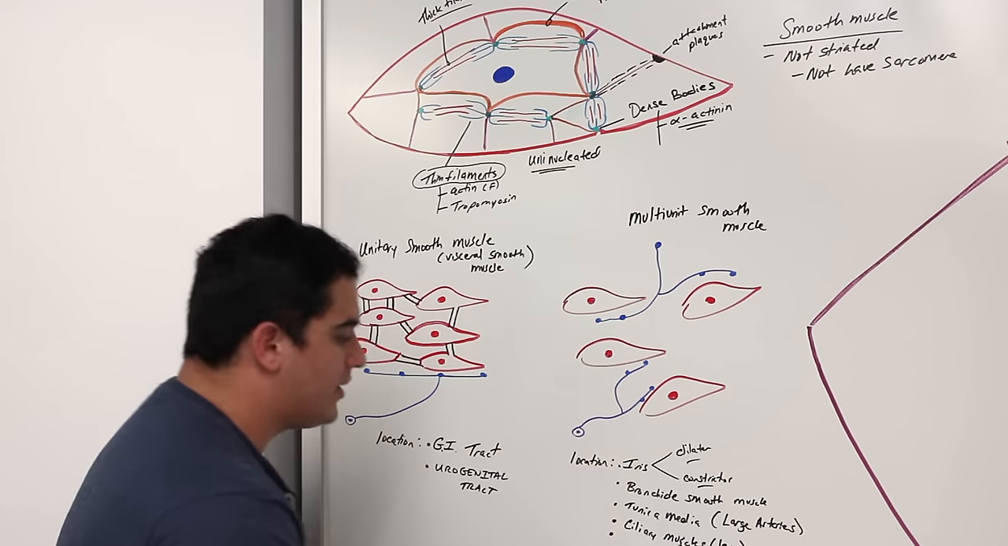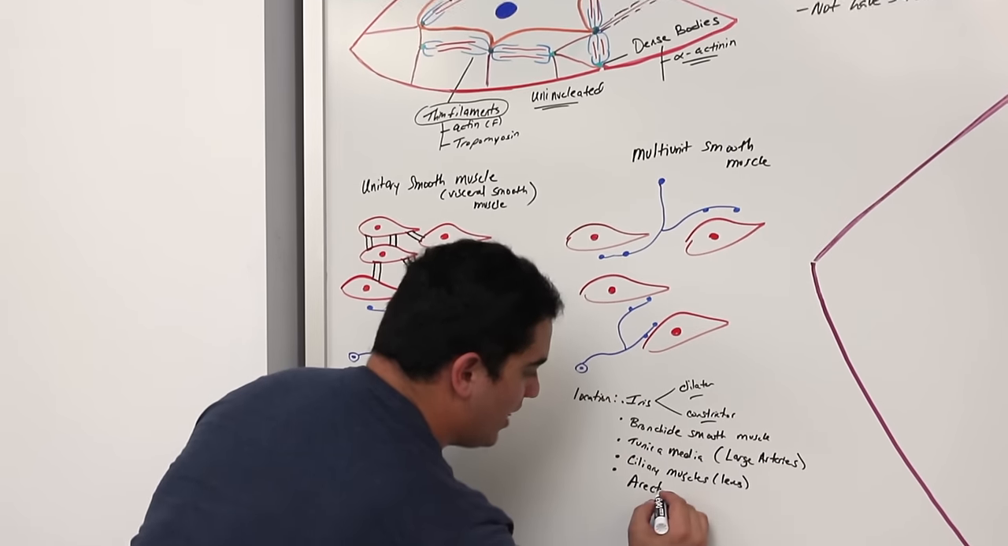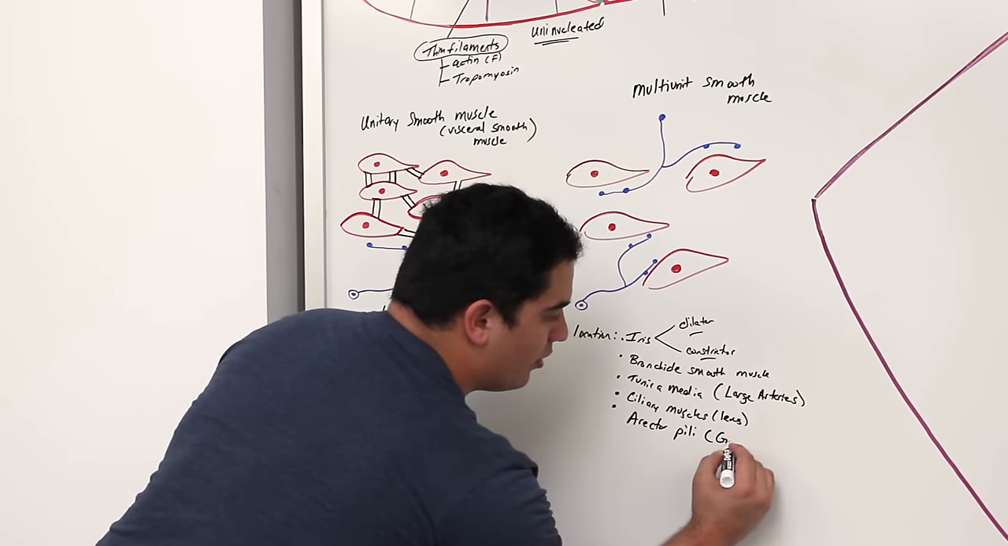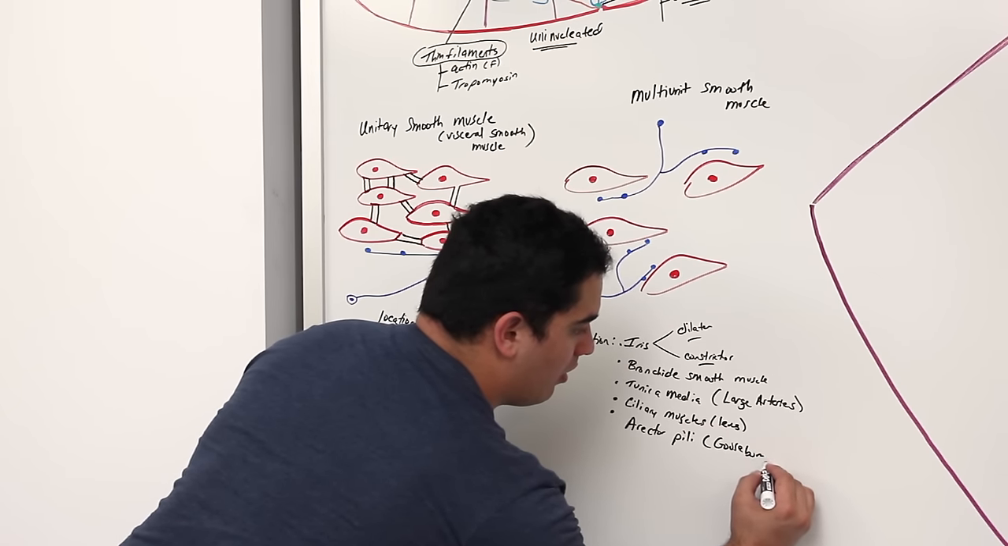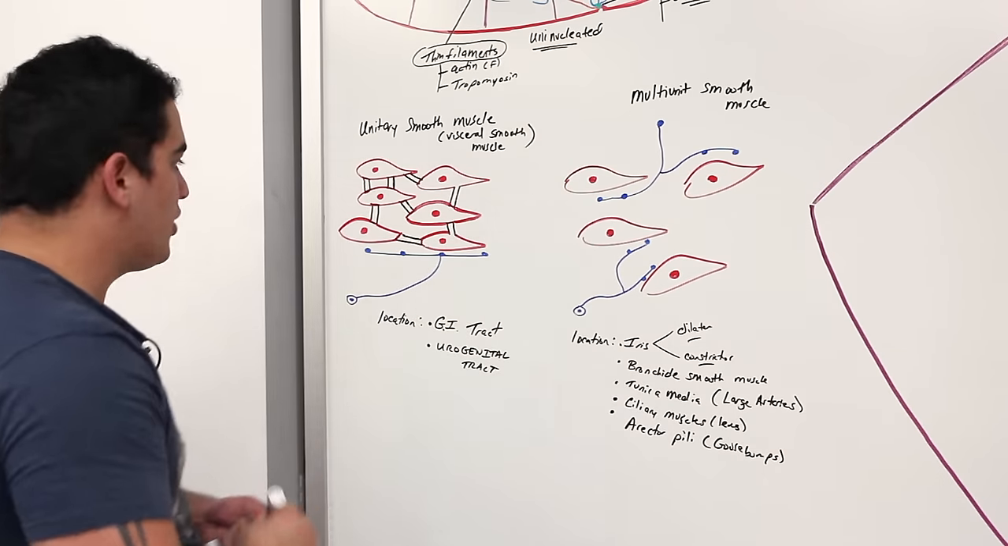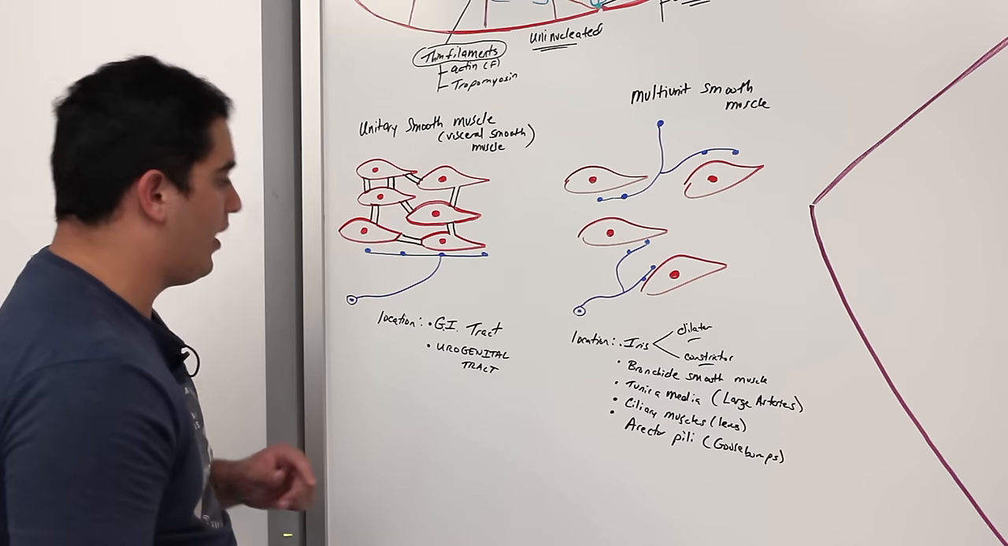And you can even find these in the erector pili muscle, which basically gives you the goosebumps. This is the goosebump muscle, all right? All right, sweet deal. So we know where we'd find this one. Now, why will we find it in this one?